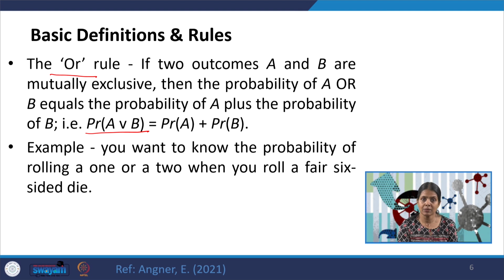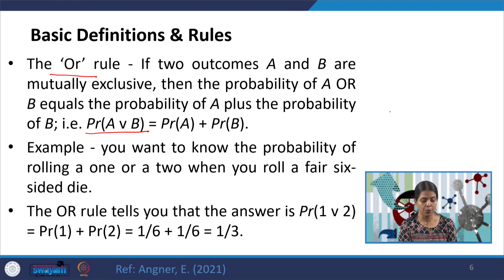If you want to know the probability of rolling a 1 or 2 when you roll a fair 6-sided die, then this would be given like this. Probability 1 is PR1 and probability 2 is PR2. The probability is 1 by 3. I am just summing up 1 upon 6 and 1 upon 6. So, this is to be remembered that when the events are mutually exclusive, the probability of one happening or the other happening can be added together in order to arrive at the probability of one or the other taking place.